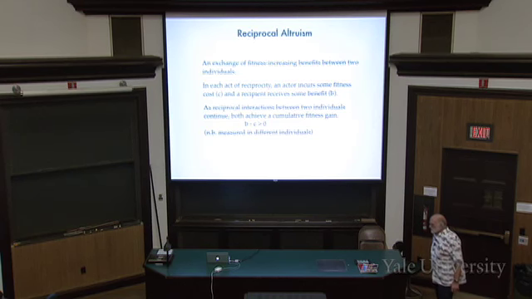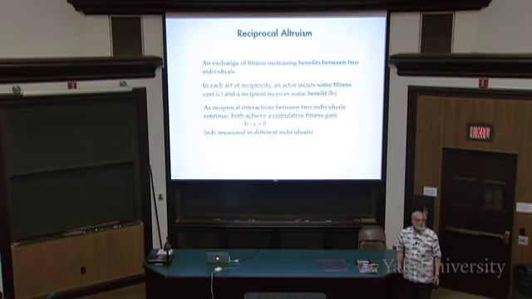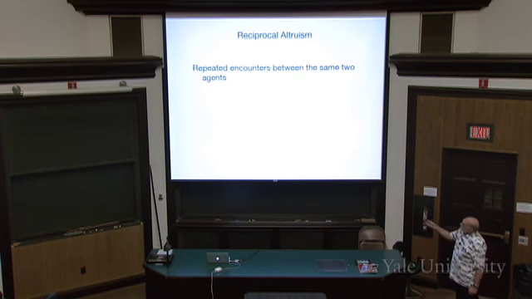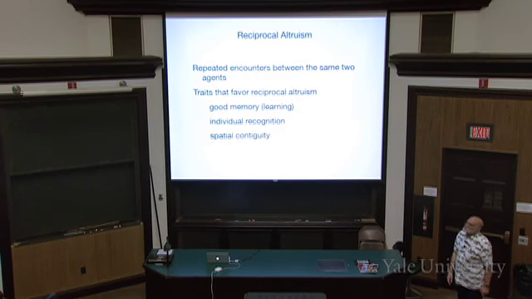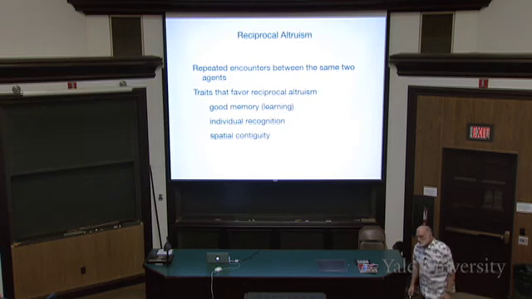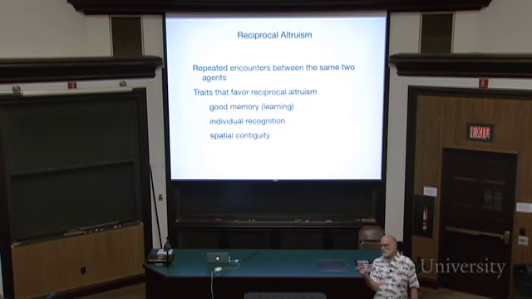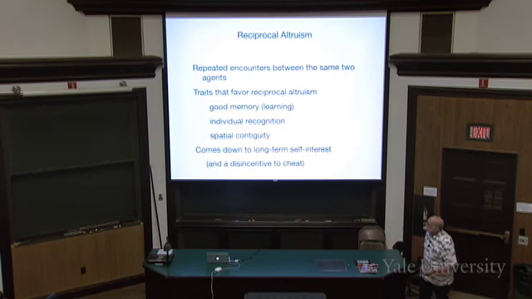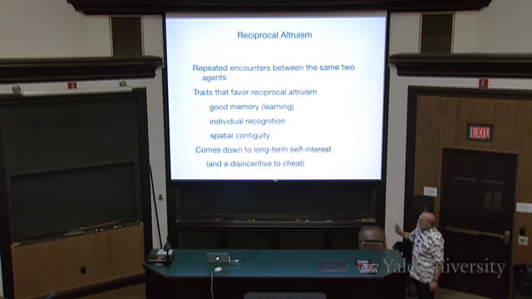You'll notice that this is basically selfish cooperation. Both individuals are gaining. It works best if there are repeated encounters between the two agents. For reciprocal altruism, you need a cognitively fairly gifted kind of species, okay? It's got to have good memory, it's got to have individual recognition. You need the spatial contiguity that will result in the repeated interaction. And the result is long-term self-interest, okay? And often this is coupled with a disincentive to cheat.